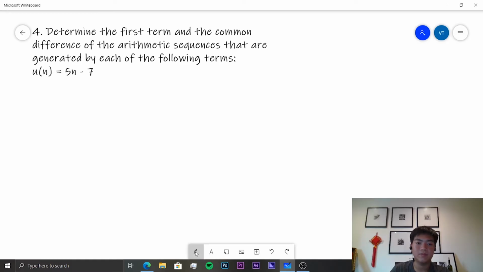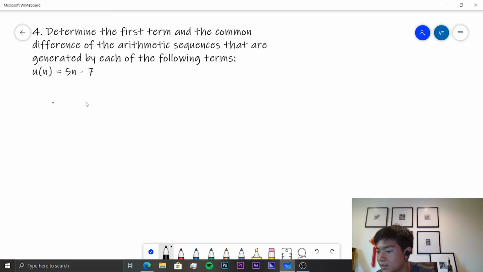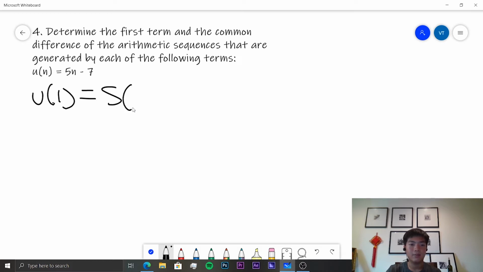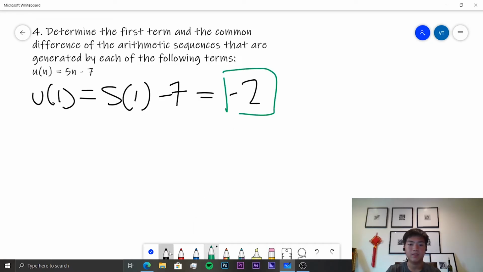So the first term is pretty obviously going to be, interesting actually, wait. Usually we write it as n minus 1, as we've shown earlier, but it looks like they just want us to substitute 1 into n. So the first term will be 5 times 1 minus 7, which will be negative 2. So that's that. This is our first term. And to get the common difference between each of the terms, it's 5.